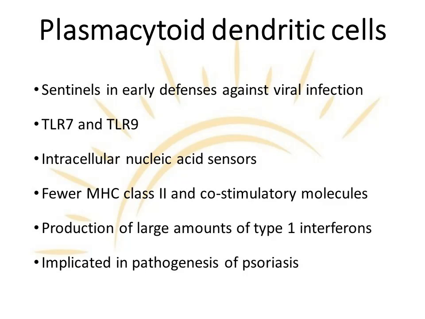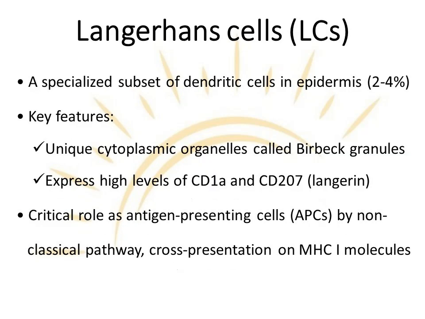Clinically, plasmacytoid dendritic cells contribute to the development of psoriasis. In this disease, the antimicrobial peptide LL37 binds to self-DNA and activates TLR9, resulting in excessive immune activation and skin inflammation.